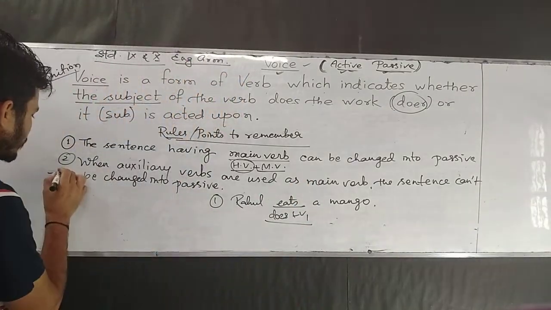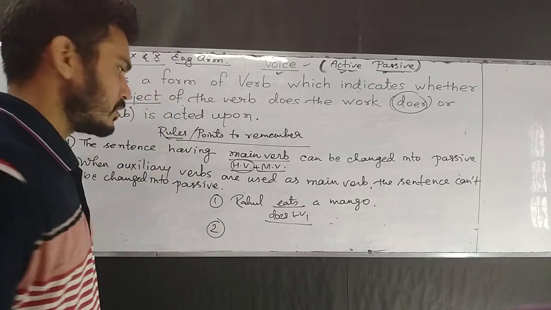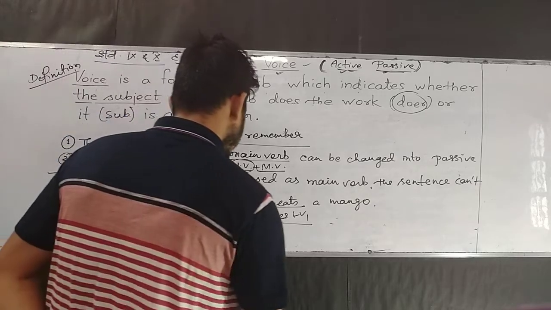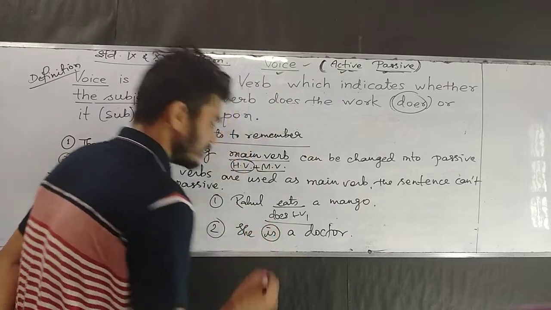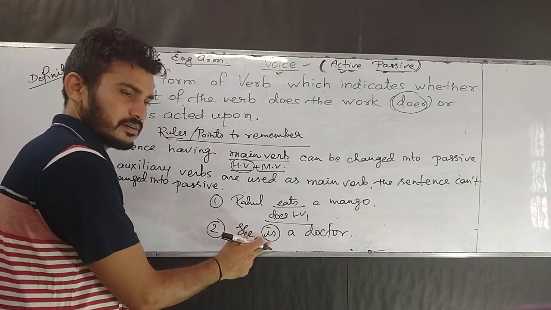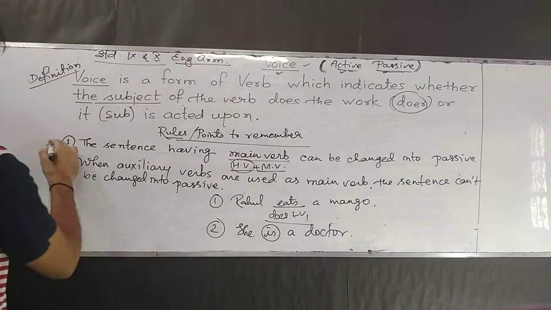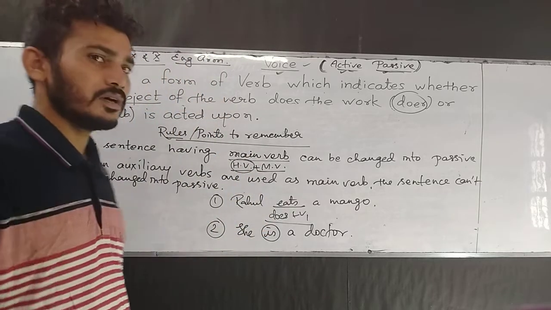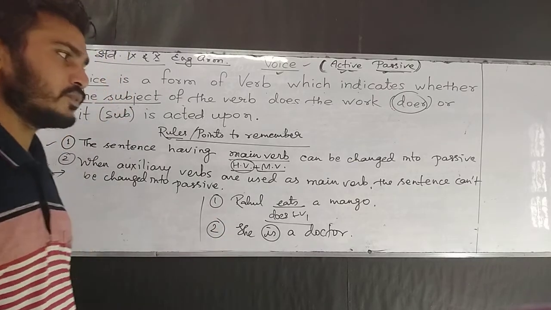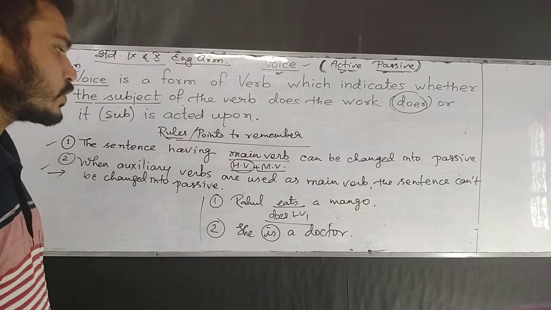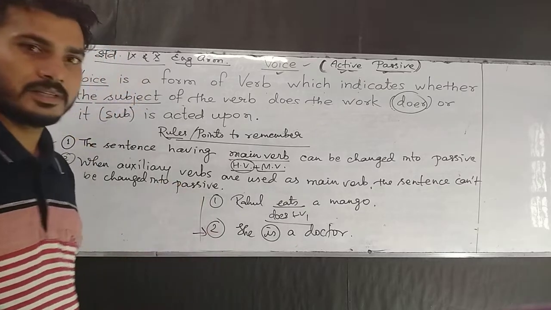But in point number two, where auxiliary verb is used as main verb, like she is a doctor. So here is is the only verb, and this auxiliary verb is the main verb over here, right? This cannot be changed into passive. This is why I have written this point. You might not get such points in the book, but this is very important to know, because sometimes such types of sentences come in front of you and you just start worrying how it will be converted. But such kinds of sentences are not converted into passive, right?